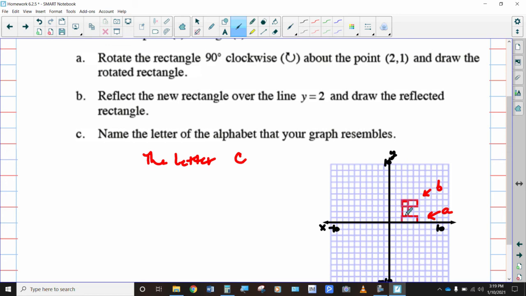That's the original? No, it's not the original. The original is the rectangle that looks like this. That's the original. Or something to that sort. Maybe this is the original right there. There we go. That's it.